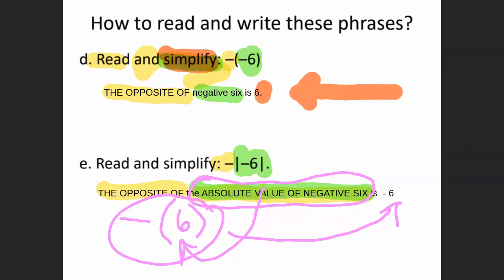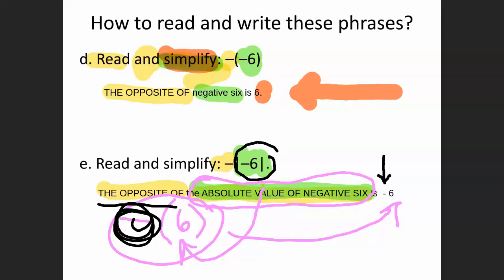Okay? So a negative absolute value is a negative number. This little negative is representing this negative from the phrase the opposite of. The absolute value, this green thing, is a positive 6. We're asking the opposite of a positive 6 is a negative 6. Okay. Now, hopefully you see that I got this little negative sign here.